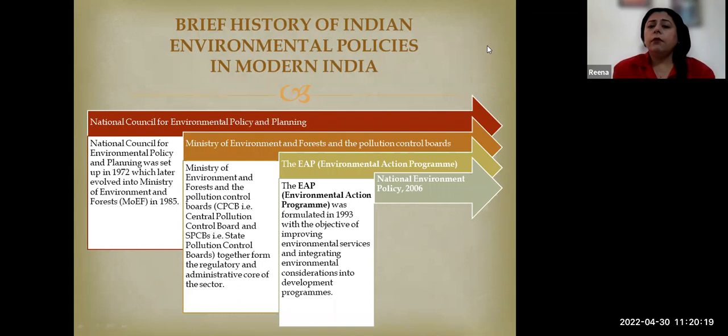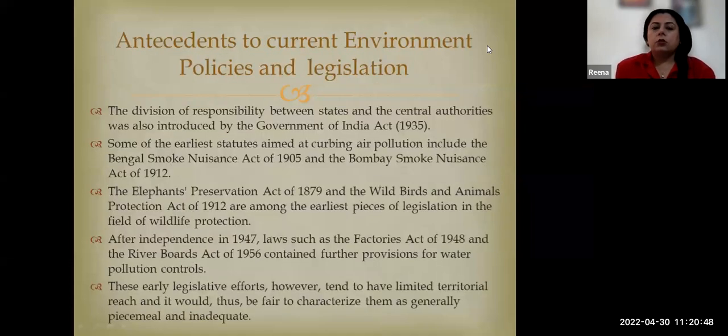So then came the Environment Action Program, which was formulated in 1993 with the objectives of improving environmental services and integrating environmental considerations. This gave rise to the National Environment Policy, which was given in 2006. So it was a long journey from 1972 to 2006, but now from 2006 we have a National Environment Policy. Okay. So what are the different antecedents to current environment policies and legislations?